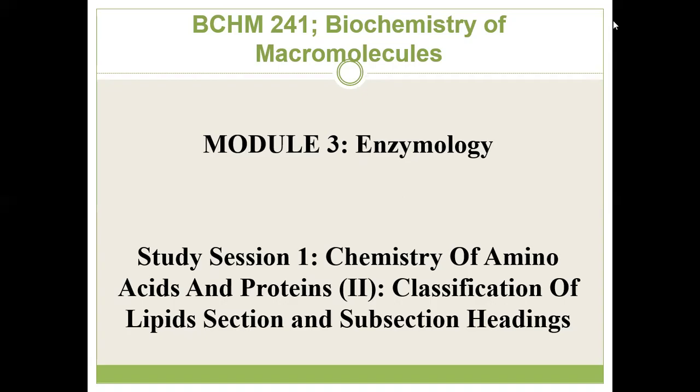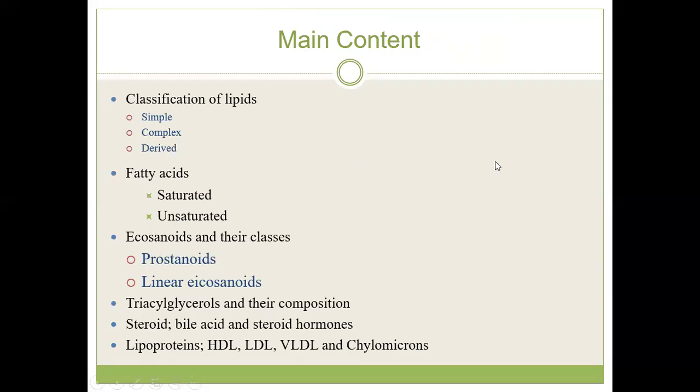Okay, now we discuss Module 3, still enzymology, Study Session 1, chemistry of amino acids and protein 2. Remember, in the previous class we talked about the chemistry of amino acids and protein 1. Under these two, we have the classification of lipids, section and subsection headings. Here we will be discussing lipids and their classification. We'll talk about fatty acids, eicosanoids, triacylglycerols, their compositions and classification, steroids, and lipoproteins.